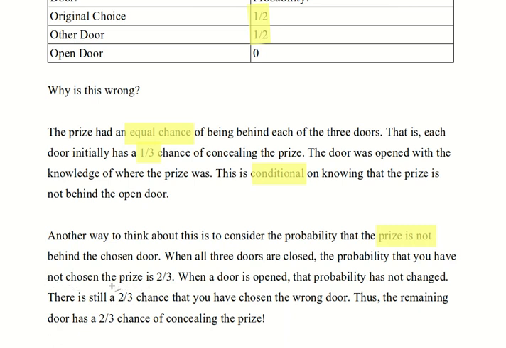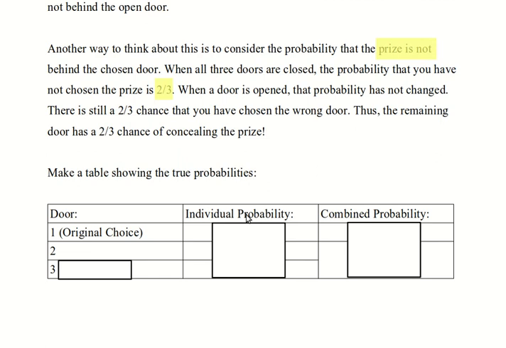So the probability that the prize is not behind the door you've chosen is 2/3. Then a door is opened, and that probability has not changed. There's still a 2/3 chance that it's not behind the door you've chosen. There is still a 2/3 chance that you have chosen the wrong door. Thus, the remaining door has a 2/3 chance of concealing the prize. And when you look at it that way, it becomes kind of obvious. Probabilities don't change. So instead, let's make a table and show what happened here.